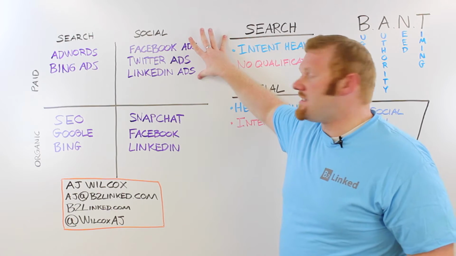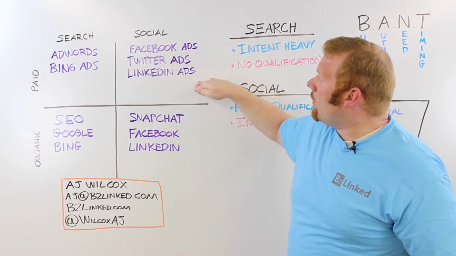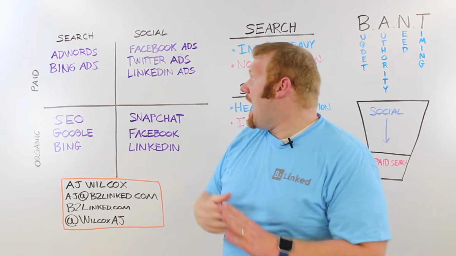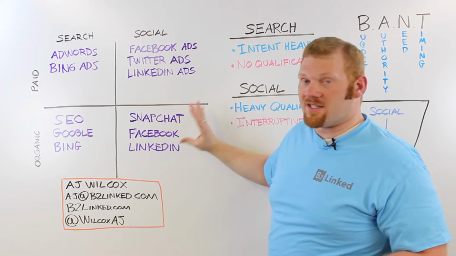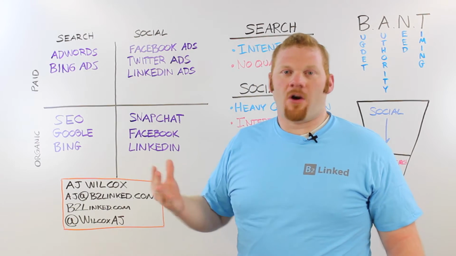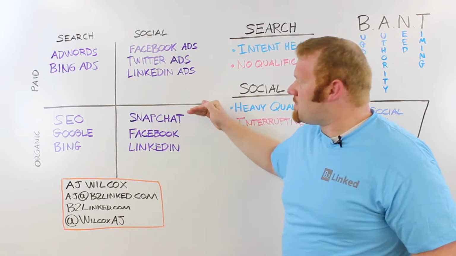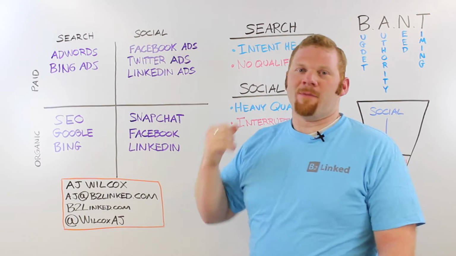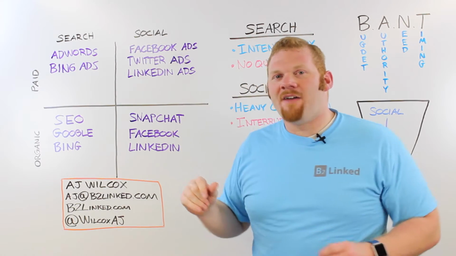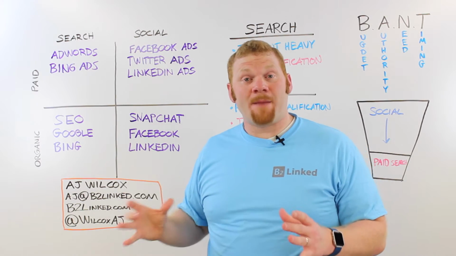Then you have the social activities, where paid social would be things like Facebook ads, Twitter ads, and LinkedIn ads. And then down below, we have the free activities of social media, which is really just building an audience, building a community, starting conversations. That would be things like just being active on Snapchat, Instagram, Facebook, LinkedIn, and Twitter.